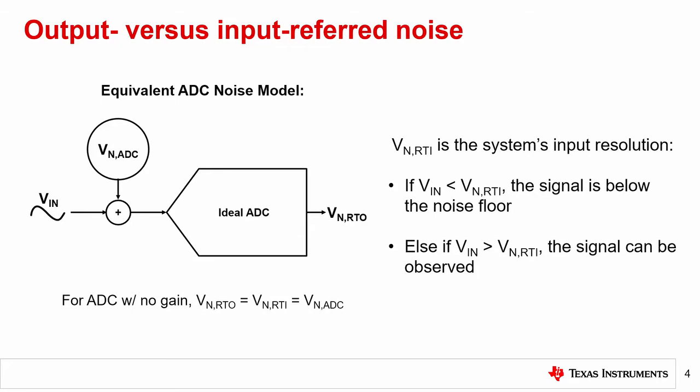Now you can quickly compare an applied input signal relative to the system noise. If the input signal amplitude is greater than the input referred noise, you will be able to observe it. Otherwise, your signal will be buried in the noise and you won't be able to see it. Now, let's analyze how this model changes when you add an amplifier to your signal chain.